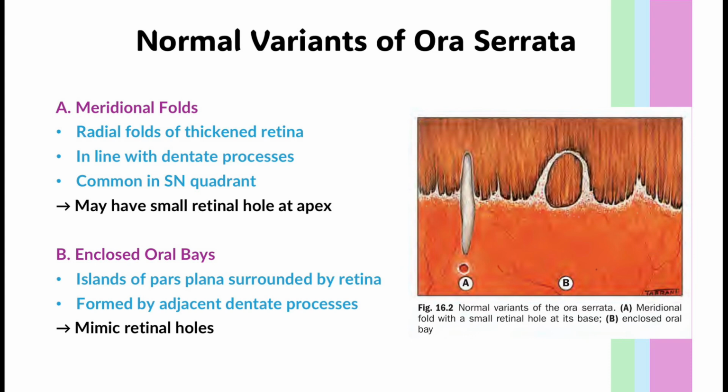Also, there are two normal variants of the ora serrata. First, we have something called enclosed ora bays, and these are small islands of pars plana surrounded by retinal tissue as a result of the meeting of two adjacent dentate processes. They shouldn't be mistaken for retinal holes though. Second, we have something called meridional folds, and these are small radial folds of thickened retinal tissue, seen in line with dentate processes. They're mostly found in the superior nasal quadrant. Sometimes you'll see a small retinal hole at the apex of a meridional fold, just like what you see in picture A.